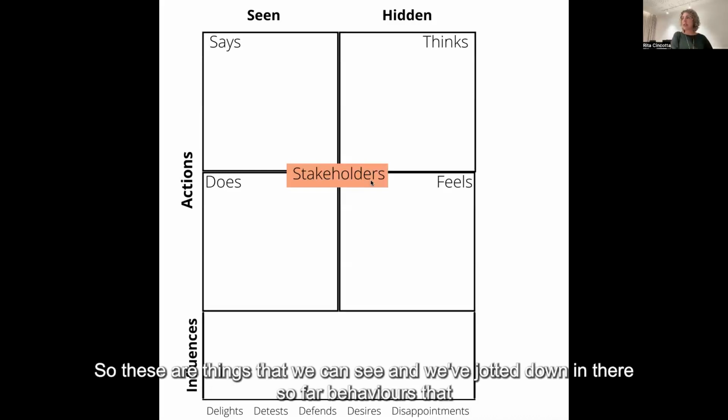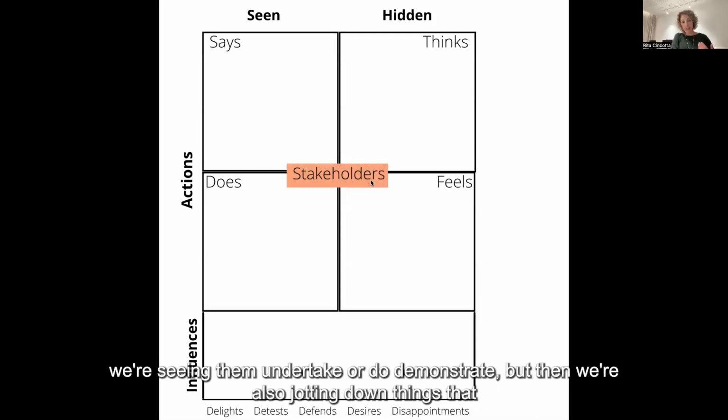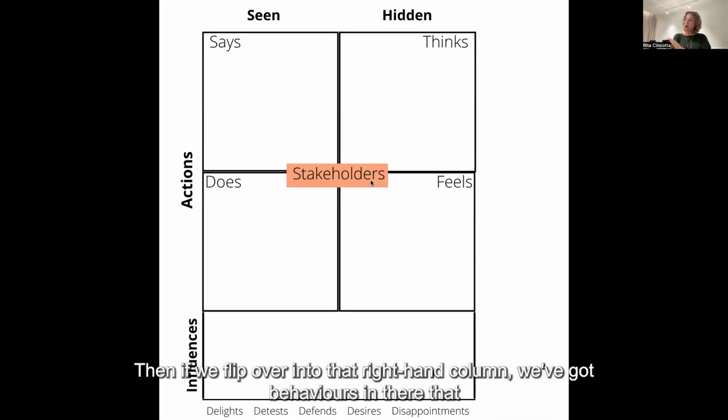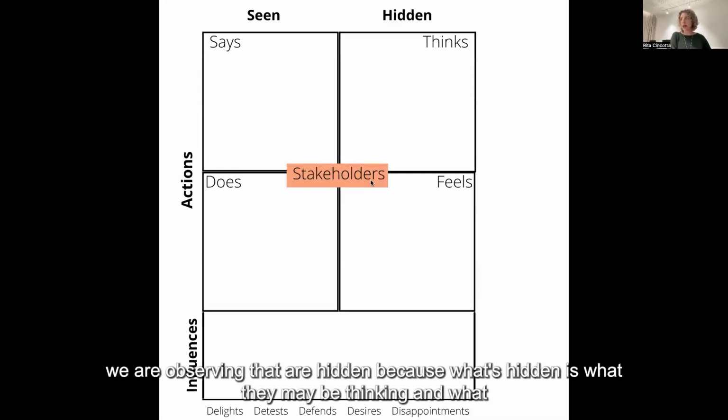So these are things that we can see, and we've jotted down so far behaviours that we're seeing them undertake or demonstrate, but then we're also jotting down things that we've heard them say. Then if we flip over into the right-hand column, we've got behaviours that we are observing that are hidden, and what's hidden is what they may be thinking and what they may be feeling.